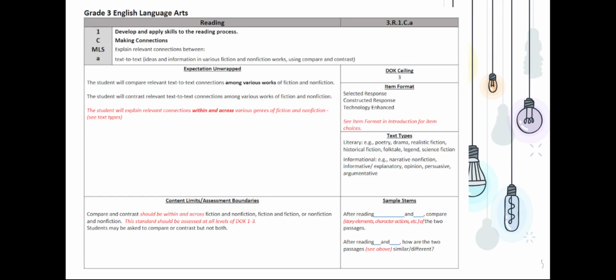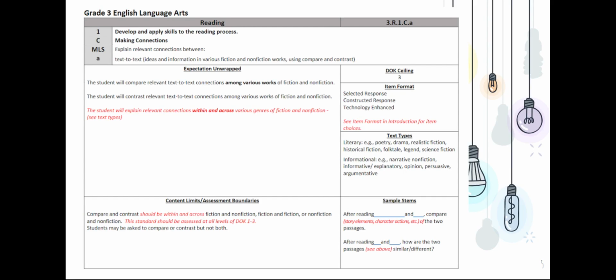So when we look at this example of a third grade reading item specification, you can see that it is focusing on the skill comparing and contrasting. Now, when you look in the expectations unwrapped, there are some really important specific key details that help whomever is looking at this to better understand the standard. The first one I want to highlight is among various works. You can see that this is a standard comparing and contrasting information among various works.